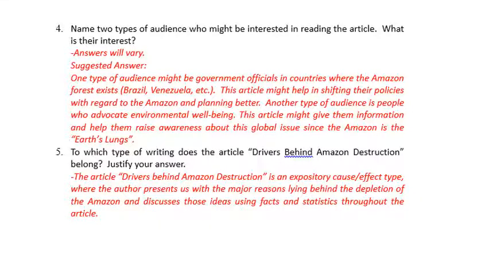Moving on, name 2 types of audience who might be interested in reading the article. Of course, your answers will vary. This is my suggested answer. One type of audience which might be government officials, specifically, you have to say, in countries where the Amazon forest exists, such as Brazil, Venezuela, etc. This article might help in shifting their policies with regard to the Amazon and in order to plan better.